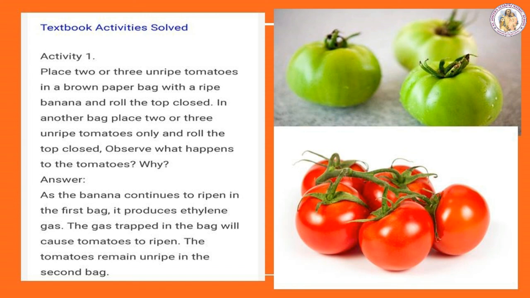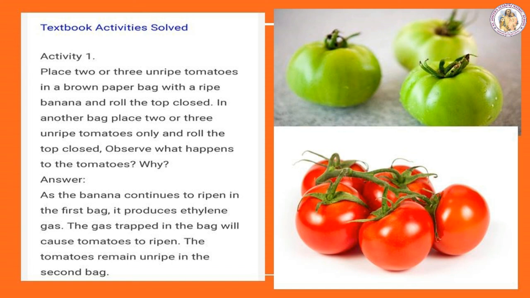In this lesson we have an activity, so you can do it at home. First, you take 2 or 3 unripe tomatoes which are green in color. Put them in a brown color bag with ripe bananas and roll the top closed. Take another bag and place the same 2 or 3 unripe tomatoes alone. Okay, roll the top closed. Observe what happens with these tomatoes and why.